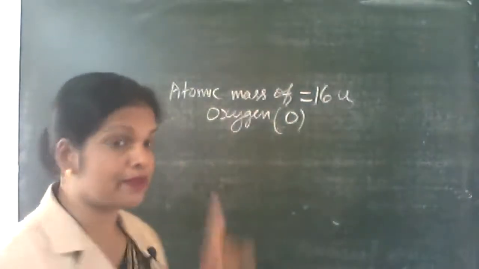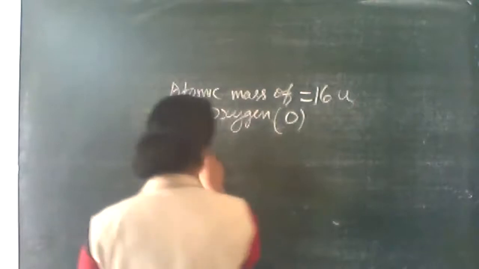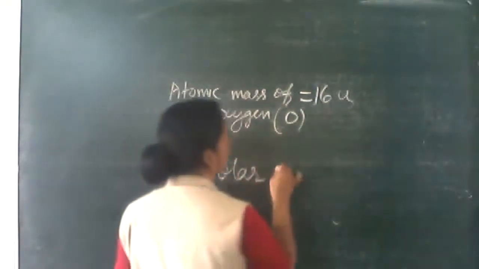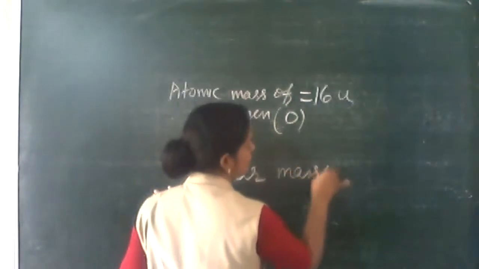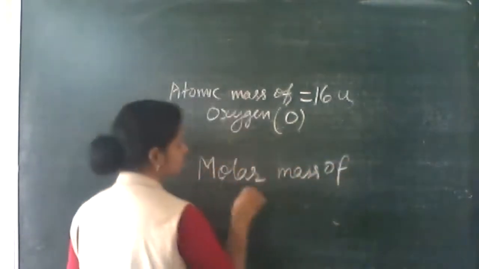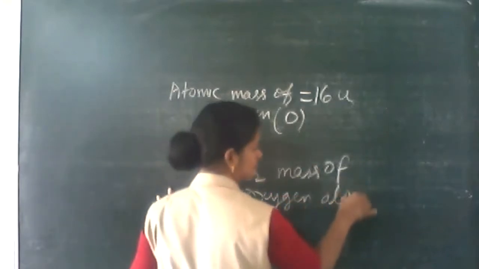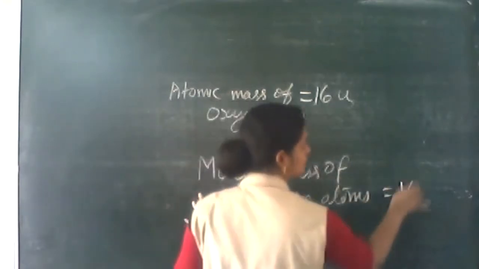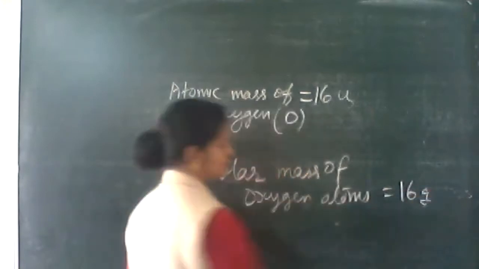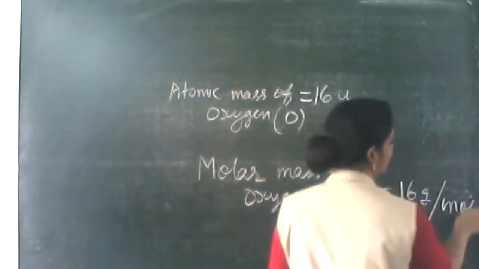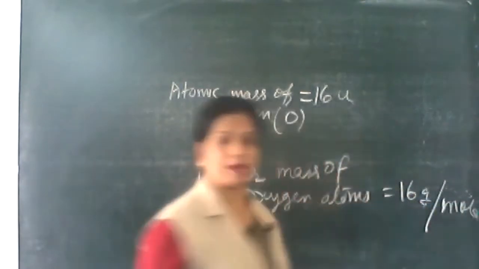Molar mass of oxygen atoms. Now I specify atoms. Molar means that is of 1 mole. Molar mass of oxygen atoms is equal to 16 grams. We say 16 grams. This is per mole. So I write 16 grams per mole.